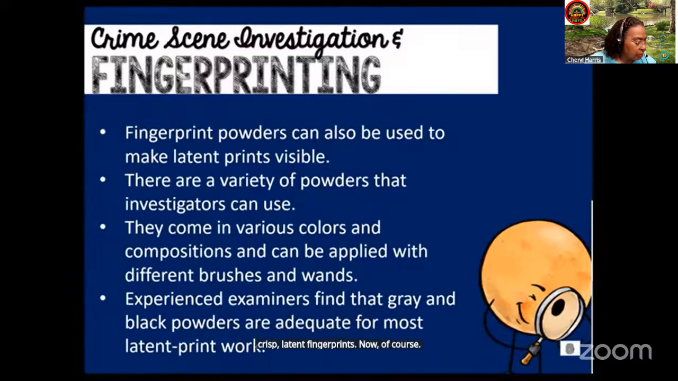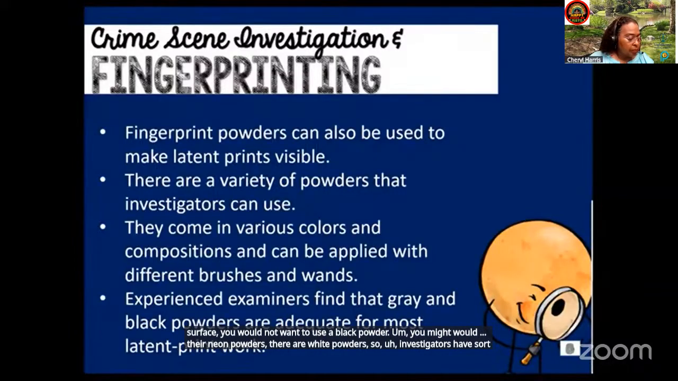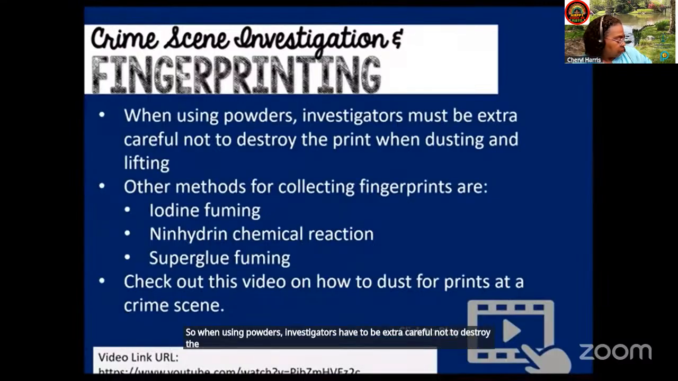Now, of course, if you're dusting on a darker surface, you would not want to use a black powder. There are neon powders, there are white powders. So investigators have an arsenal of different chemicals and powders and technologies at their disposal when they're working a crime scene. When using powders, investigators have to be extra careful not to destroy the print because they're physically dusting the powder over the fingerprint.